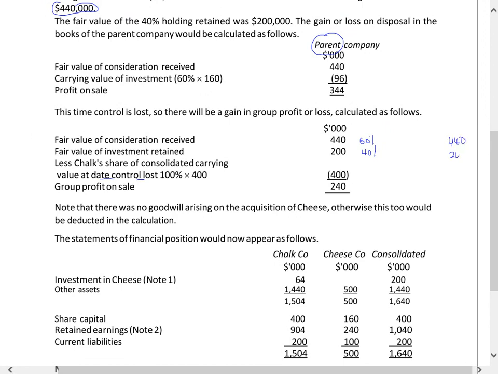440, 200. What is my ordinary share? Net asset. Any goodwill for this question? Nothing. Must we minus NCI? Nothing. So I'm left with 400. Can you see?